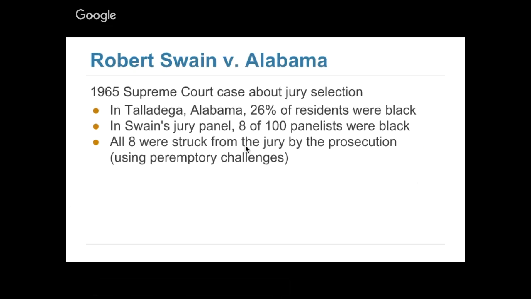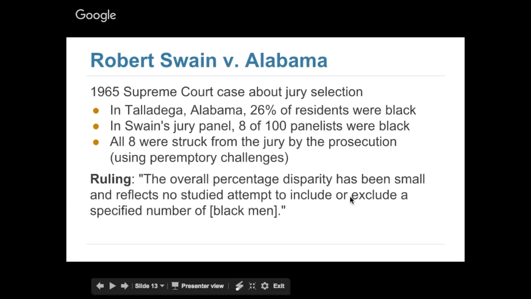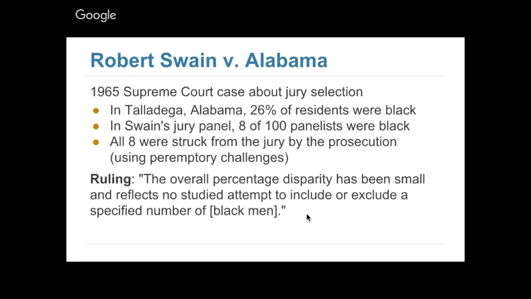Okay, and this seems kind of suspicious. It was 1965, so it went to the Supreme Court because he appealed. The ruling by the Supreme Court was that the overall percentage disparity has been small and reflects no studied attempt to include or exclude a specified number of black men. And unfortunately, Robert Swain got convicted of rape, and I think he got the death sentence.